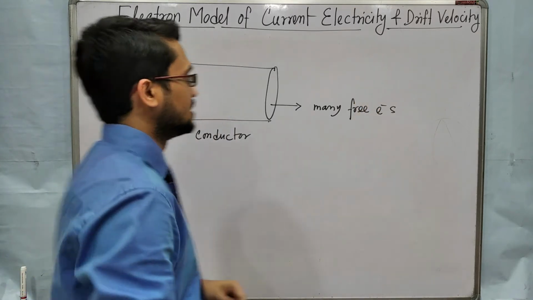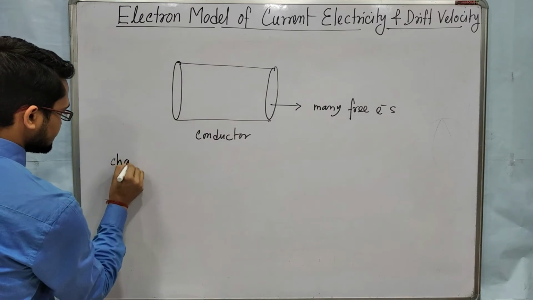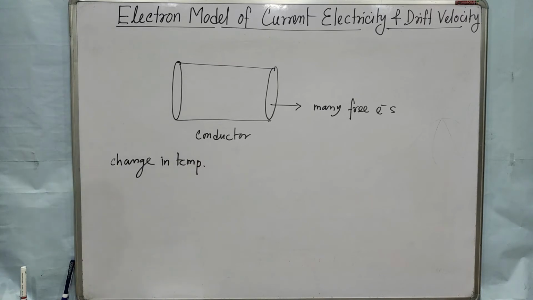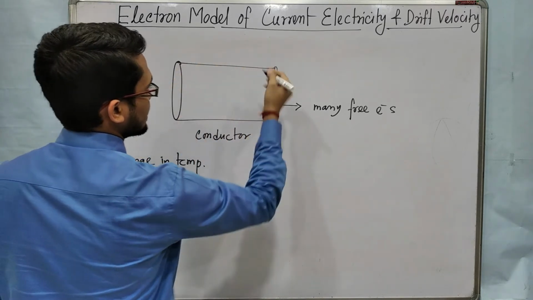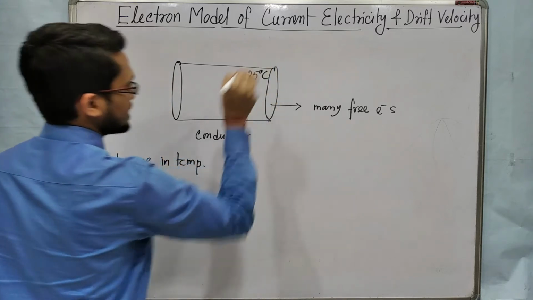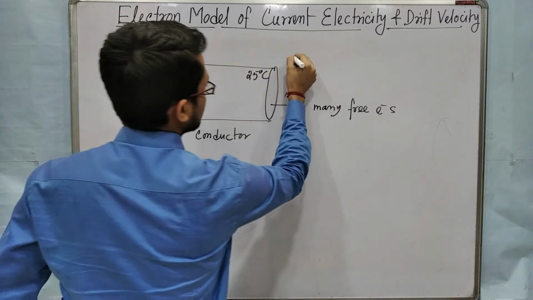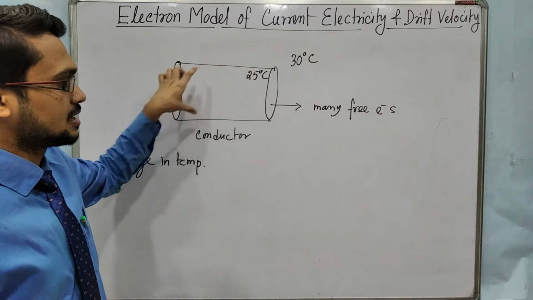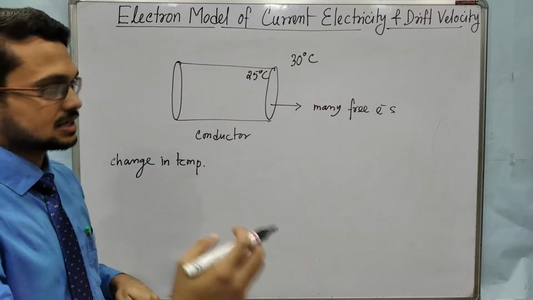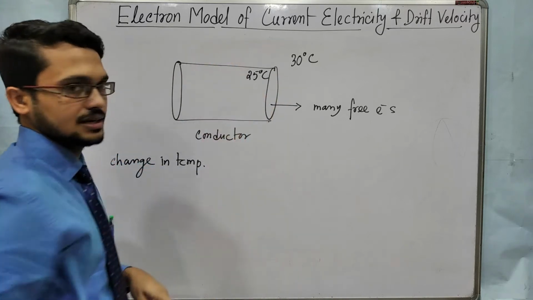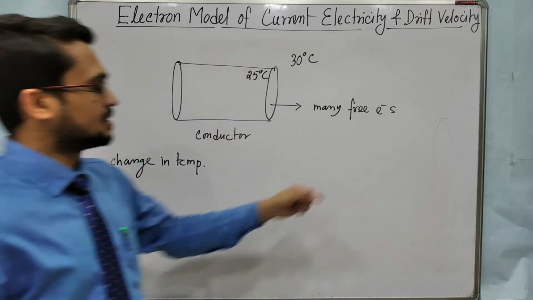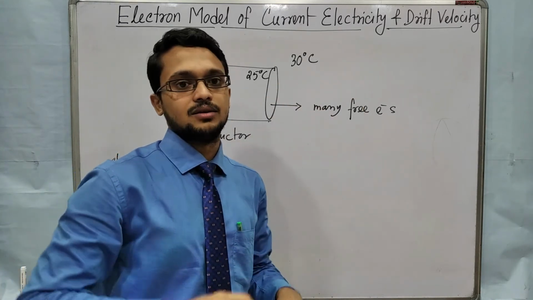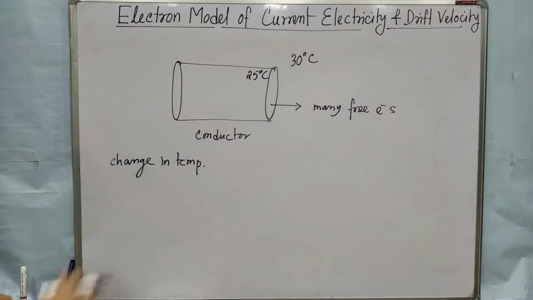Due to what will they move? Due to the change in temperature. Suppose the temperature of that conductor is 25 degrees centigrade, and the temperature of the surrounding is 30 degrees centigrade. Due to this temperature difference, this conductor will take some heat by conduction, and due to that heat, the electrons present inside the conductor will move, will vibrate with very high speed.